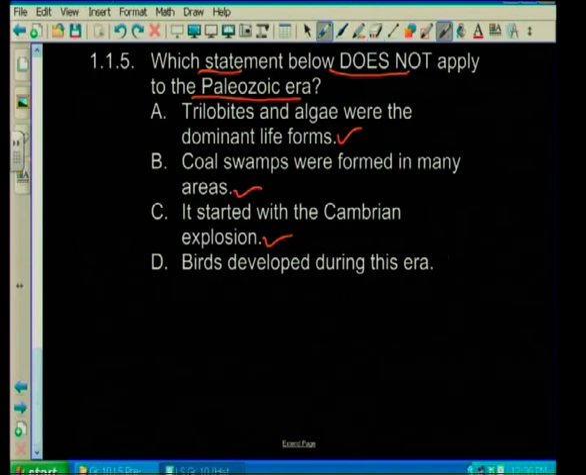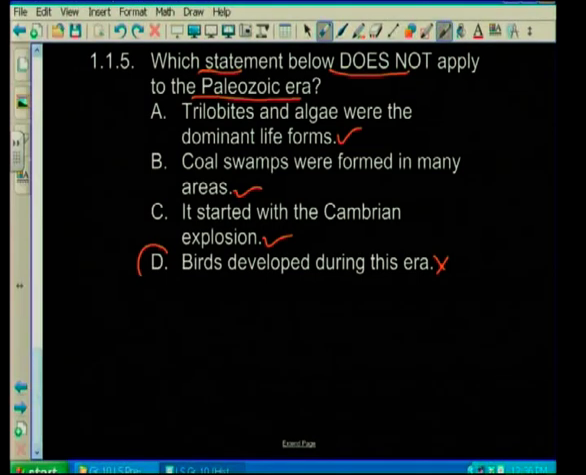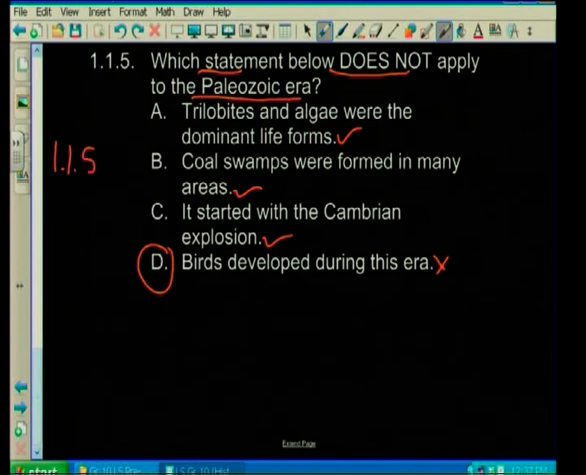Remember, this one is the odd one out. Birds and reptiles were part of the Middle Era, the Mesozoic era. So birds and reptiles characterized the Mesozoic era, where the dinosaurs were found. But the Paleozoic is where most of the forests and the algae and the plants were found. So therefore, the odd one out will be birds developed during this era. So for 1.1.5, the answer will be D.